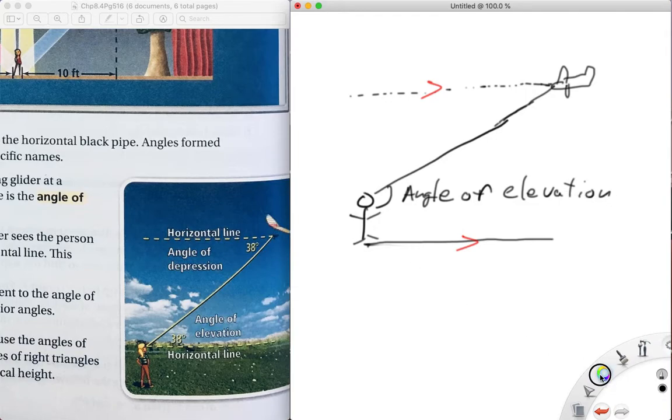In this case, they had it at 38 degrees. So angle of elevation is the angle at which this person is looking up at an object that's going in a horizontal distance while this person is standing in a horizontal distance. Here, that same 38 degrees, since it's a parallel line and this is a transversal, is basically alternating interior angles. And looking down upon an object is called an angle of depression.